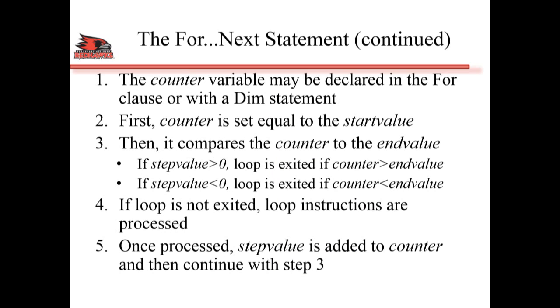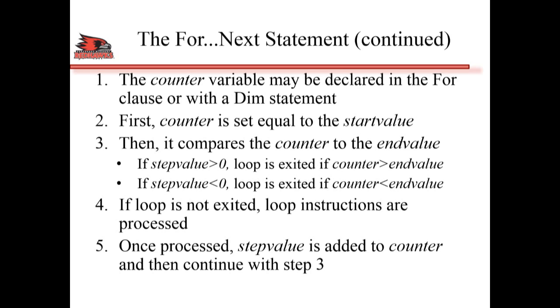So as we saw, we need a counter variable. It can be declared in the for loop statement itself, or it can have a separate dim statement for its declaration. So if you want to declare it within the for loop statement itself, you can have for, then the name of the counter as integer, and then equals to whatever, or you can have another dim statement where you can define the counter itself.